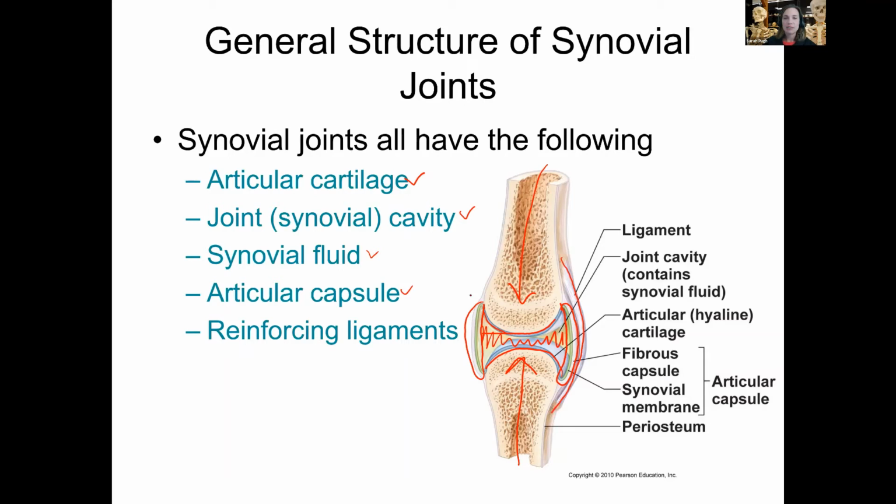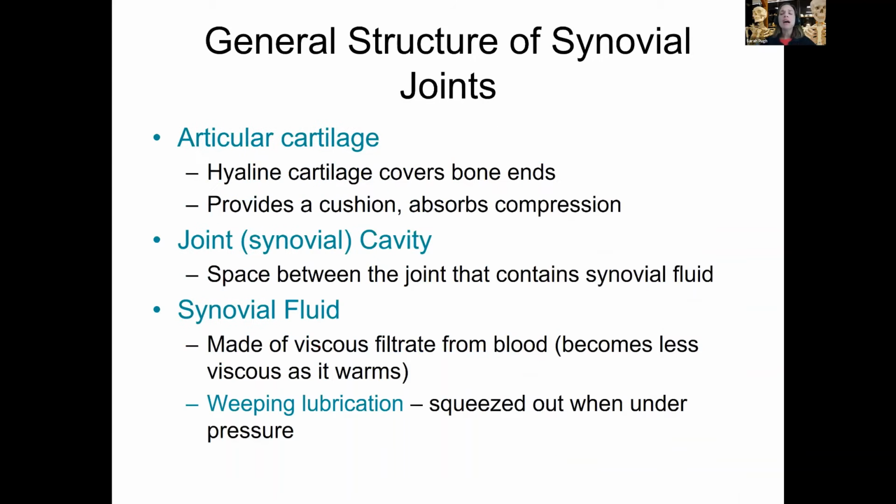Depending on the joint, you may have a lot of reinforcing ligaments, like the knee joint, for example, has tons of reinforcing ligaments. And the job of these ligaments is exactly what it sounds like. They are there to reinforce. Remember, joints are the weakest part of your skeleton, so they need reinforcement. Okay. So I want to go over each of those structures with you that we find in a synovial joint and just talk more about them.